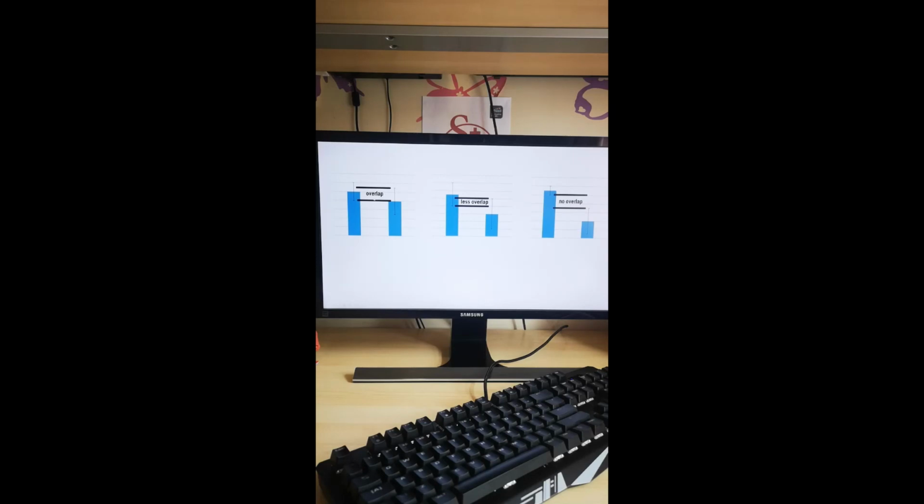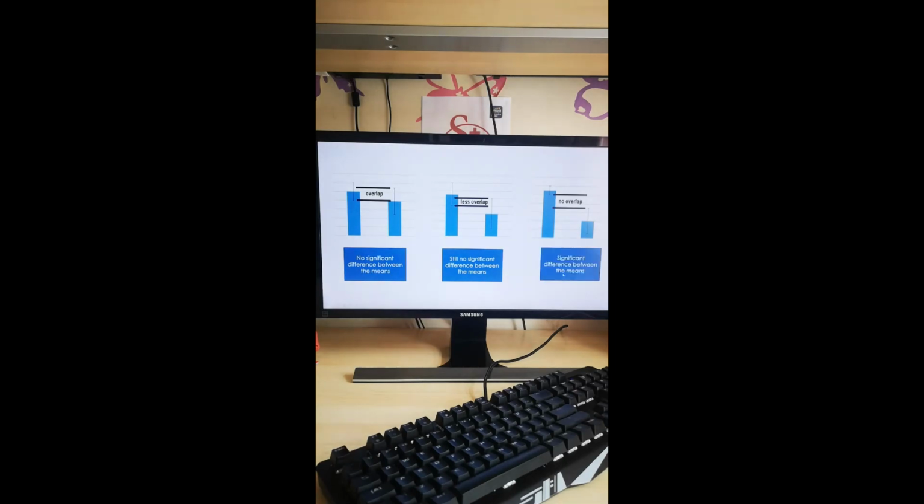So if there's overlap between the standard deviations in the error bars, you will always say there's no significant difference between these means. Okay, there could be less overlap, but you're still going to say there's no significant difference between those two means. It's only when the error bars do not overlap that you can say wholeheartedly that this mean and this mean are significantly different. So in this case, I'd be able to conclude this one is bigger and this one is smaller.